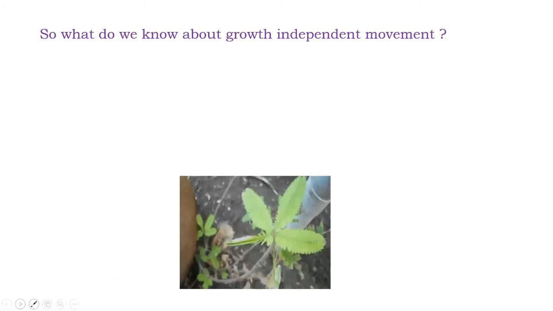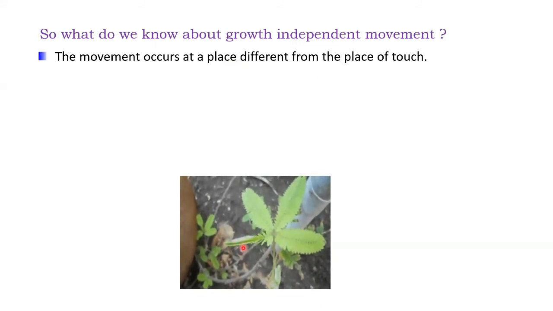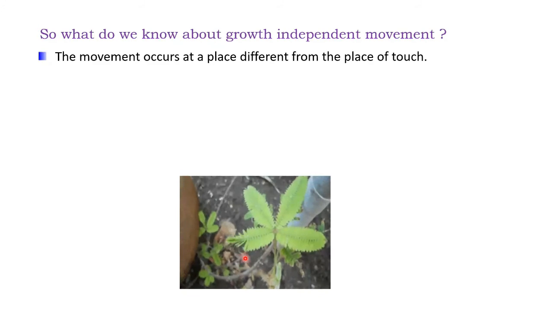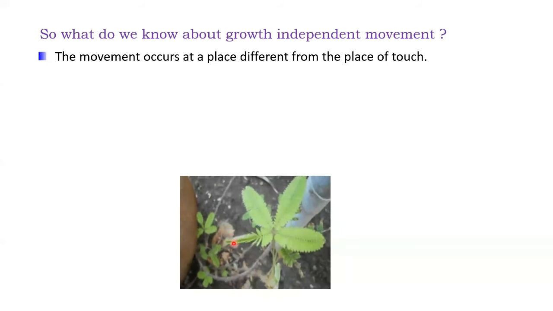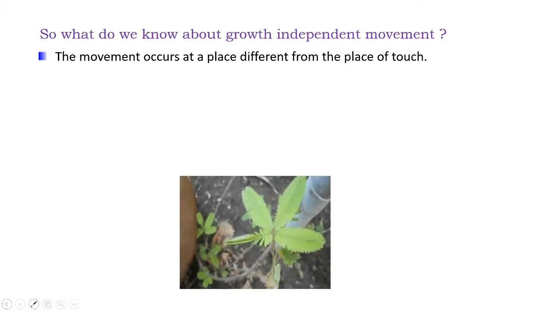Okay, let's see. So when we talk about the movement occurs at a place different from the place of touch, right? Even if you touch it at a place, it will take place in another place also. If you see this video or this GIF, you will come to know that you are touching only the tip of this leaf, but still the entire leaflet is getting folded into smaller size, right? So this is why we can say that even if we touch a single place or a part of the plant, the entire piece will be reflecting its response, right? Yes or no? Fine. So let's move ahead.